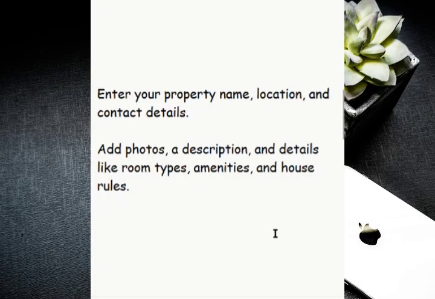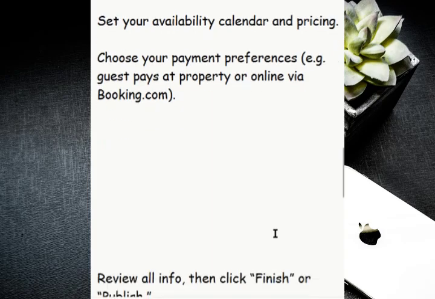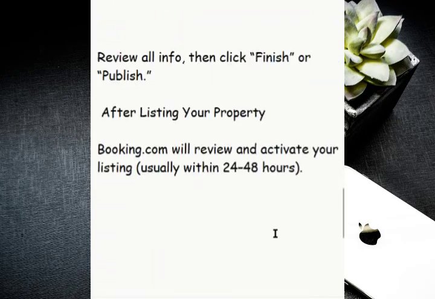Then enter your property name, the location, the contact details, and add a photo, a description, and details like room type, amenities, and house rules. Then the next step is to set your availability calendar and the pricing. So choose your payment preference: guests pay at the property or online via booking.com. Then you can also review all info, then click finish or publish.